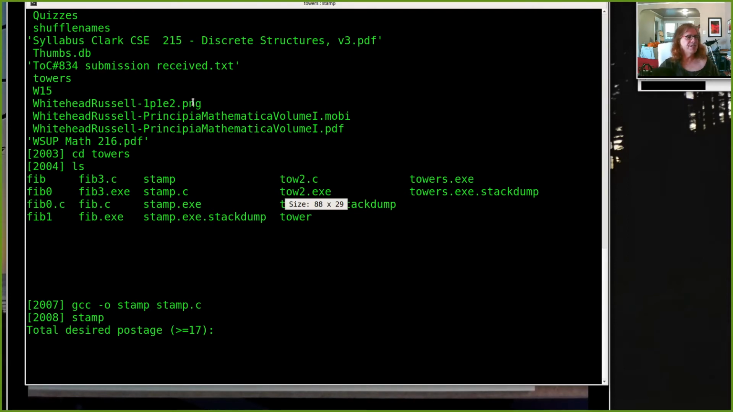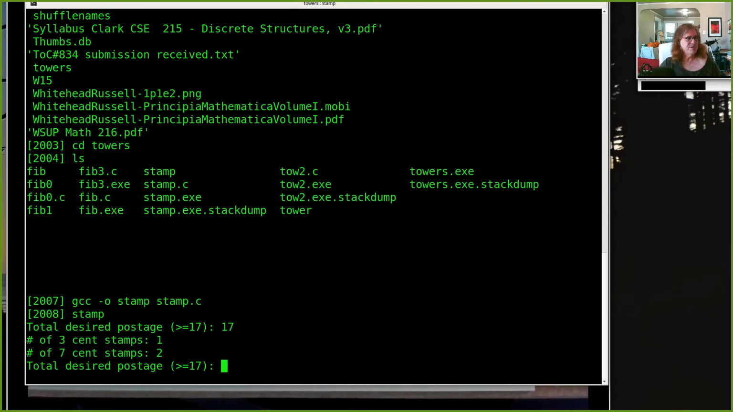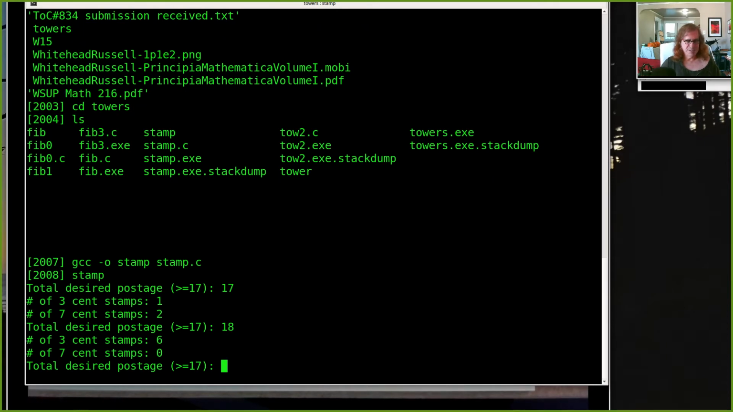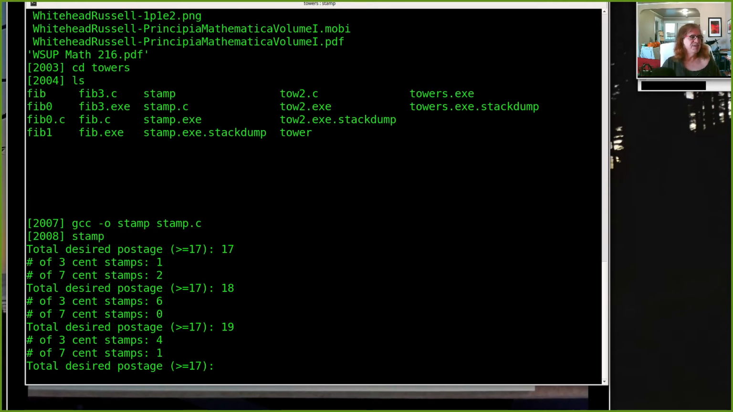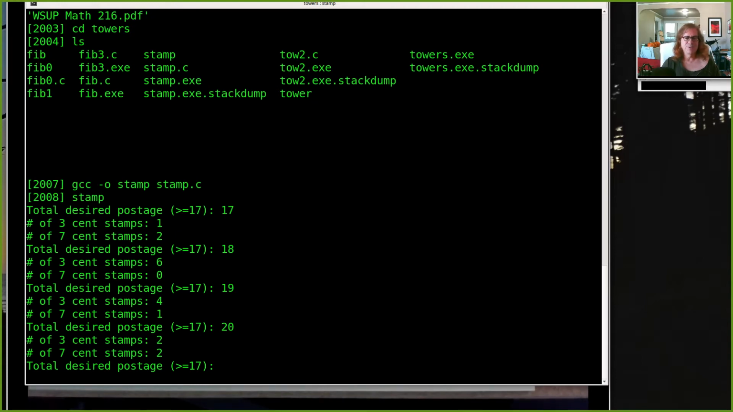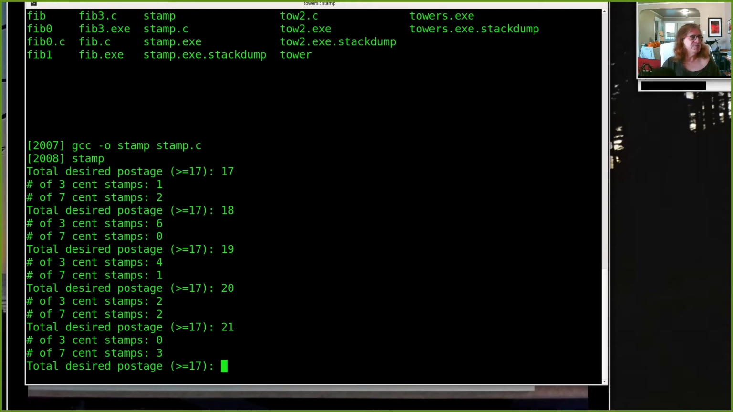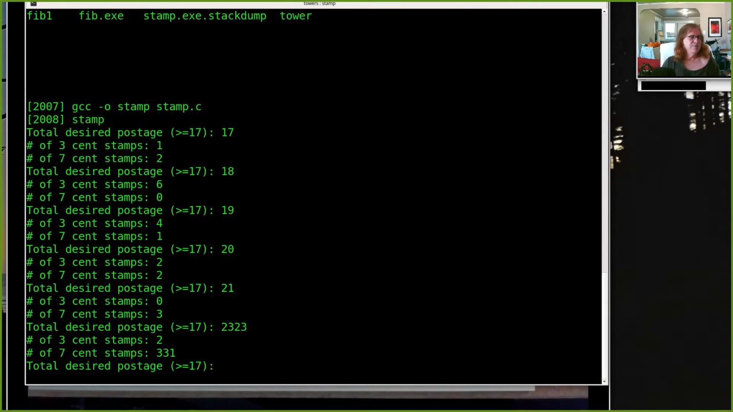So if we run that, enter our desired postage, well, 17 is just going to give us a 3 and 2 7s. 18 will give us 6 3s. 19 will give us 4 3s and a 7. 20 will give us 2 of each. 21 will just use 7s. 2,323 will give us 331 7-cent stamps and 2 3-cent stamps. And so on.